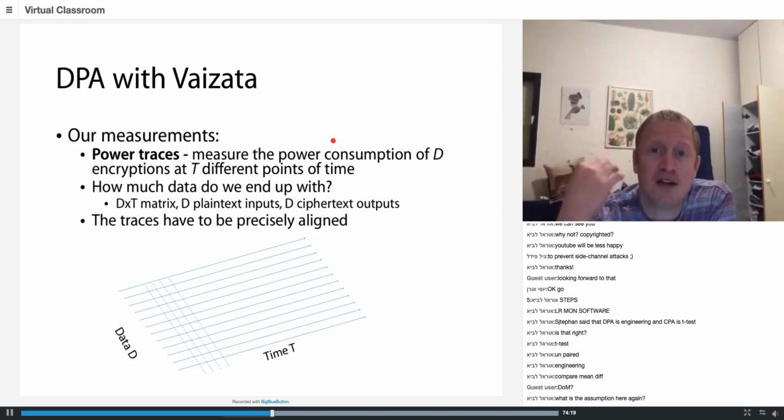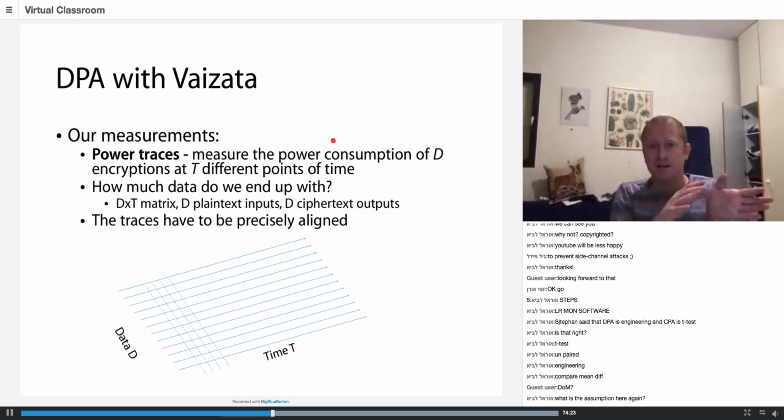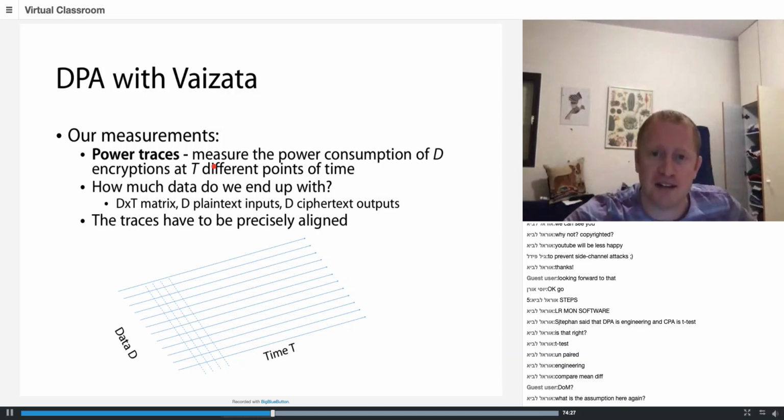So we gave the device a bunch of different plaintexts, and every time we stored the plaintext, and we got the power trace. So we got the power trace of size T, a very large power trace. So in the end, we have a matrix of size D times T. This is our traces, and we also have our plaintext inputs and ciphertext outputs, which are associated. Each trace has a plaintext associated with it.